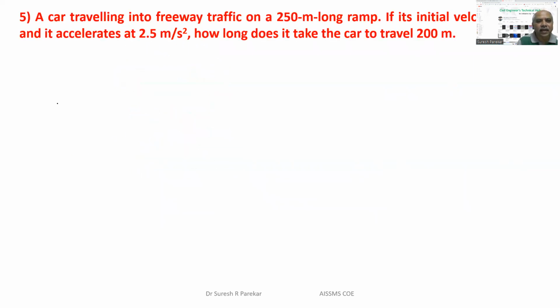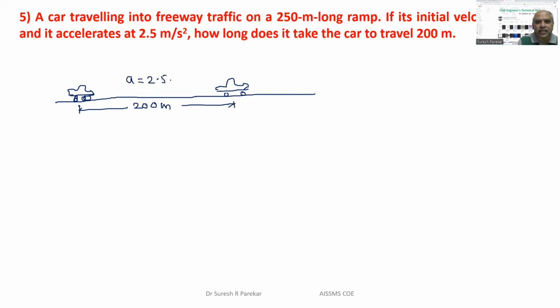Now it is given, a car is traveling on a freeway. Where we have 250 meters, but it travels only 200 meters. That is very clearly given. So 200 meters. It accelerates, A is given 2.5 meter per second square. Initial velocity is 8 meter per second. How long does it take the car to travel 200 meters?